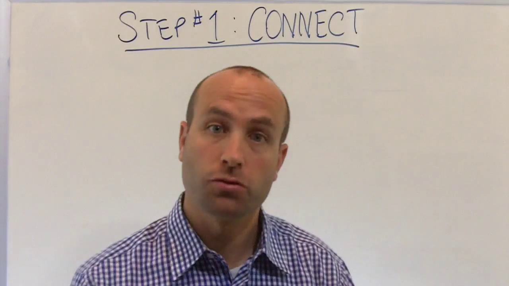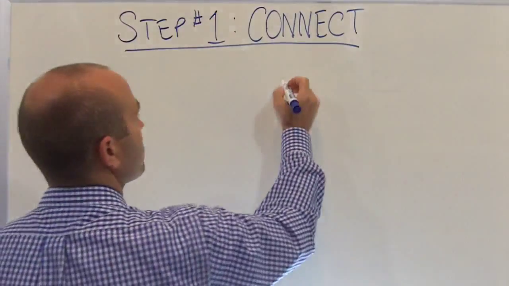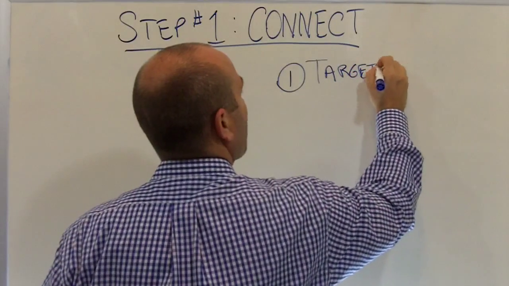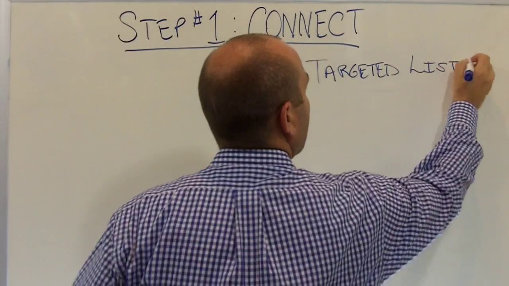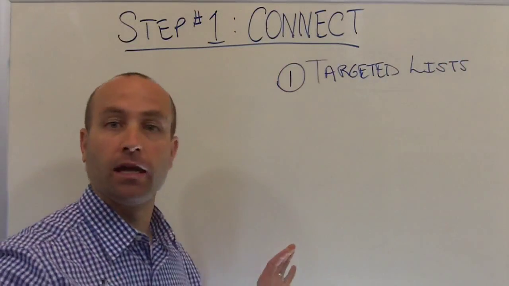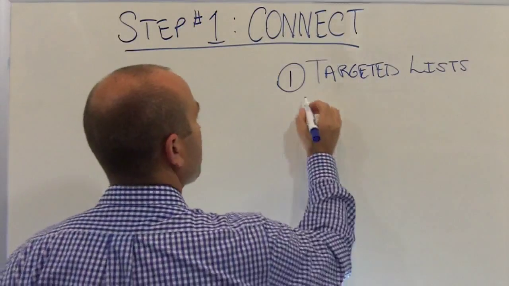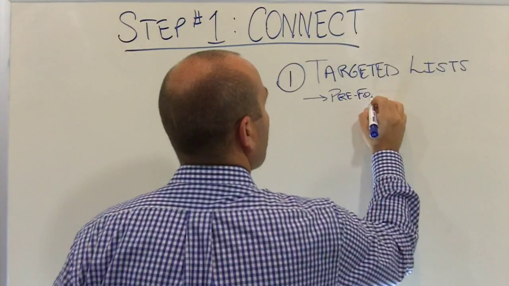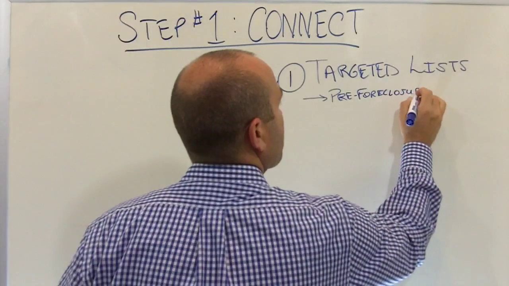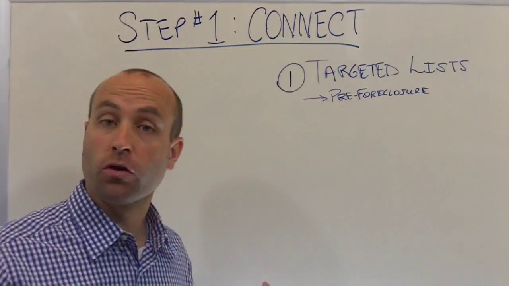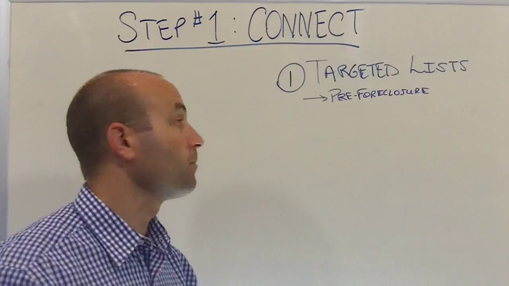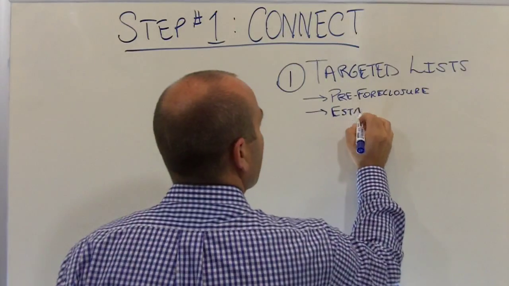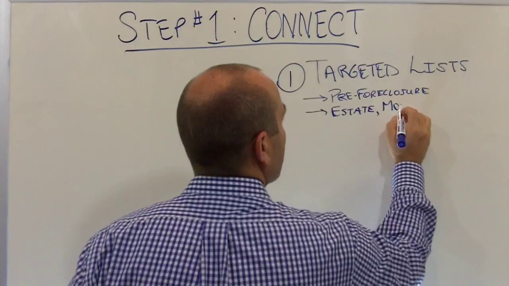Okay, so to connect with these potential sellers, one way you're going to do it is, and again, I'm going to use numbers here. One would be targeted lists. So you're going to target certain lists of people that might potentially fit into this category of being a motivated seller. I'm going to give you some examples. An example might be pre-foreclosure. People that are behind on their mortgage, but they haven't gone to foreclosure yet. They're called pre-foreclosures. This is publicly administered information, and we'll talk more in a different video about where you get this data.